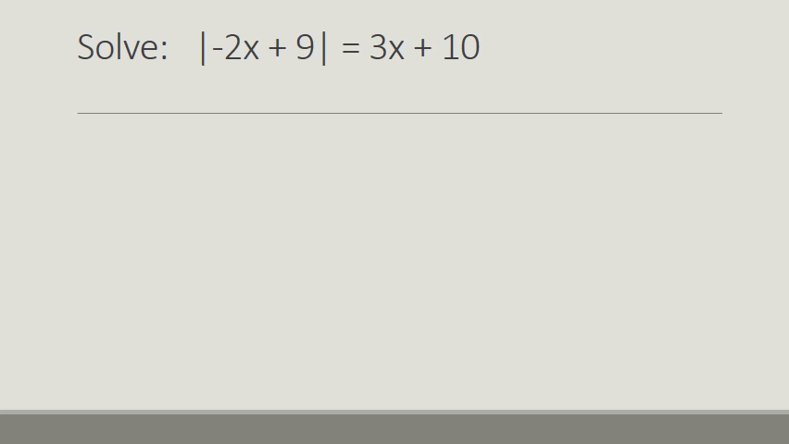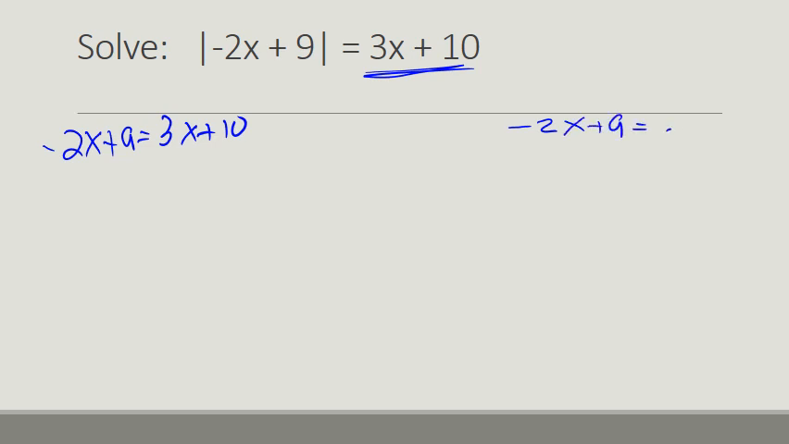So when I rewrite, remember I'm going to negate this whole thing here. So I get negative 2x plus 9 equals 3x plus 10, and negative 2x plus 9 equals negative 3x minus 10. So I just distributed the negative.